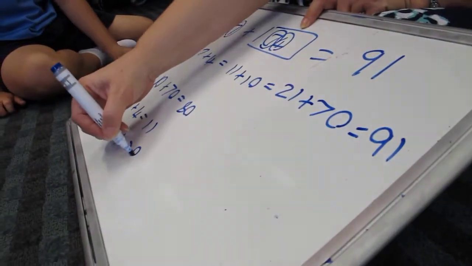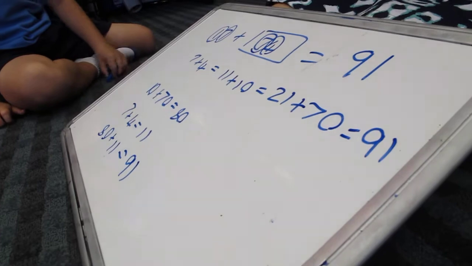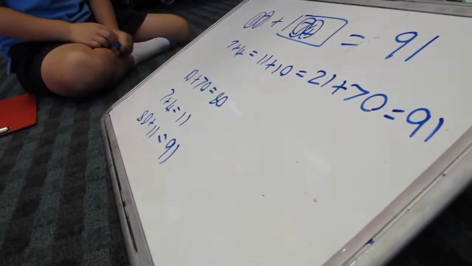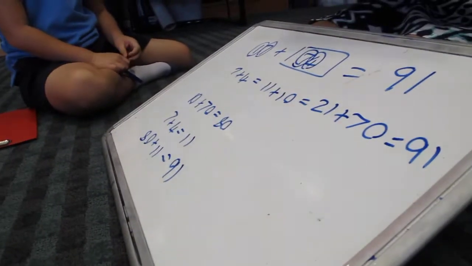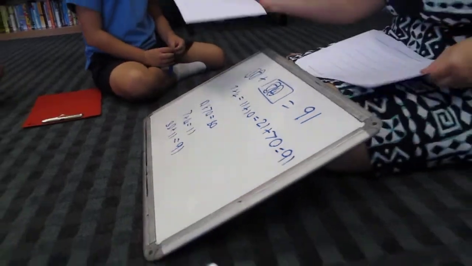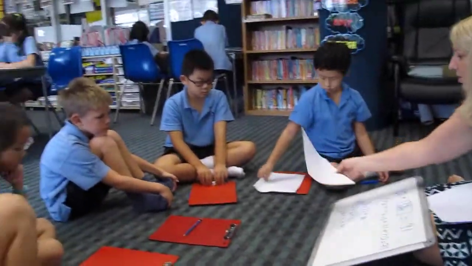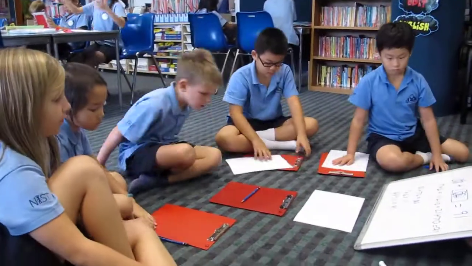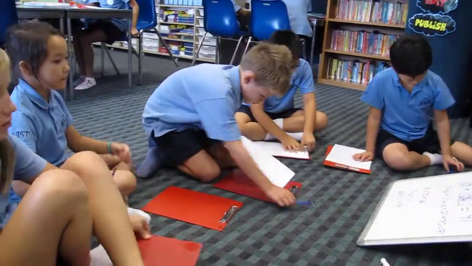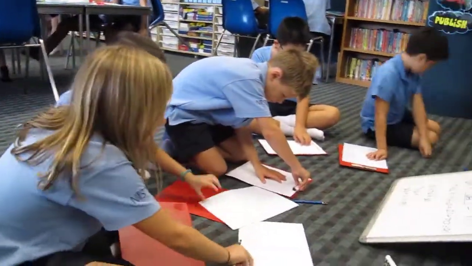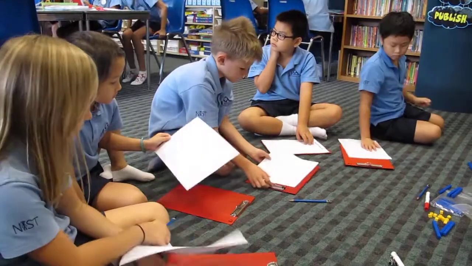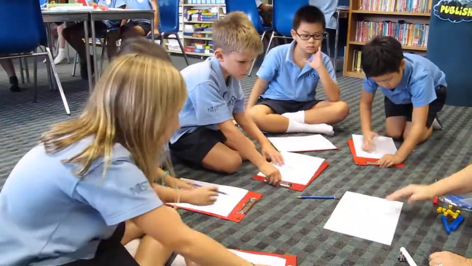Okay. Now then, what I want you to do is I want you to have a look at these number lines. I'm going to give you one number line each. Put it on your clipboard. Can you have the blank side first? So this side, the one with no numbers.